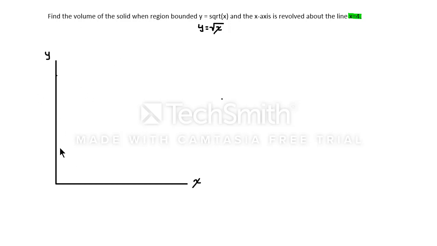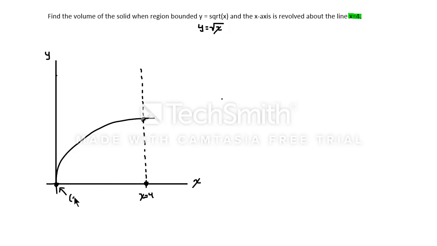Now the square root of x function should look something like this. The x-axis is obviously the x-axis, and the line x equals 4, let's say, would be right about here. One of the most important things to do is to figure out the limits of our situation. We'd want to know about this point and this point and this point, since they obviously bound our diagram.